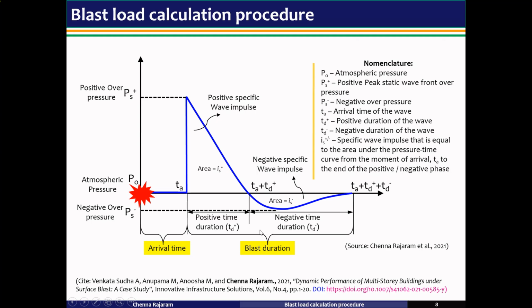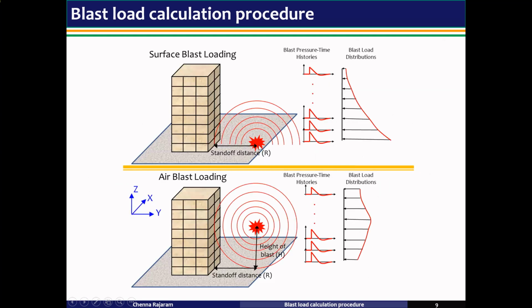and the duration from the positive peak pressure to 0 is called the positive time duration. Here you can see the standoff distance: the distance from where the blast takes place to the wall of the structure, or the starting point of the structure. When the blast takes place, the waves propagate in this manner. So this is a surface blast. And when it comes to an air blast, the blast takes place at a certain height and the waves propagate in this manner.